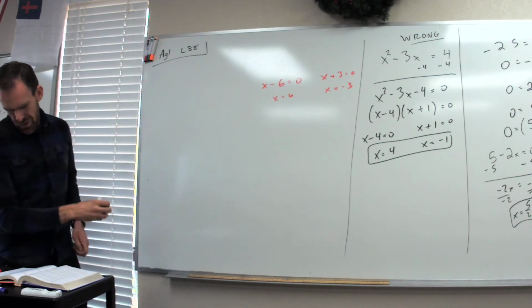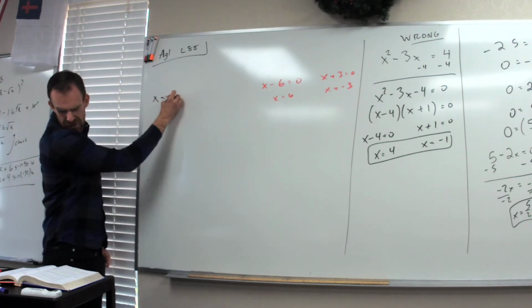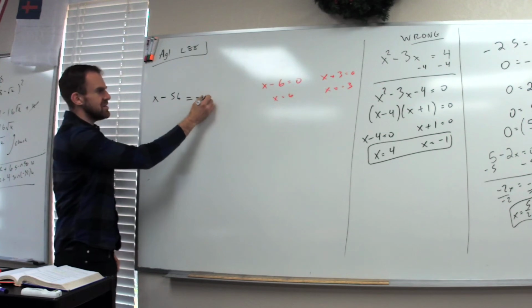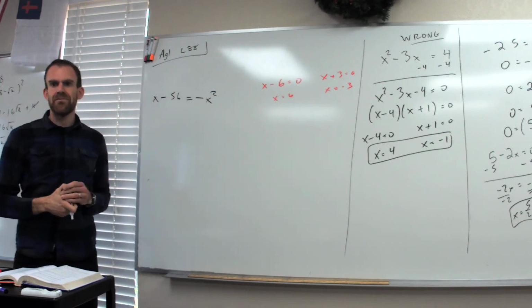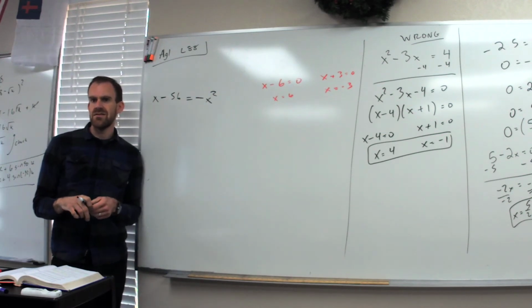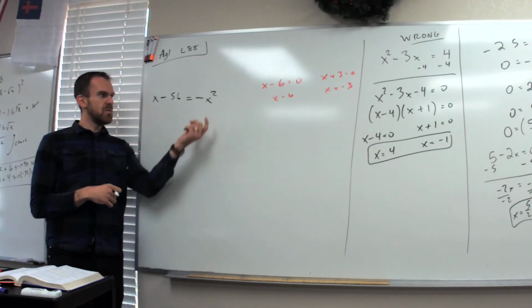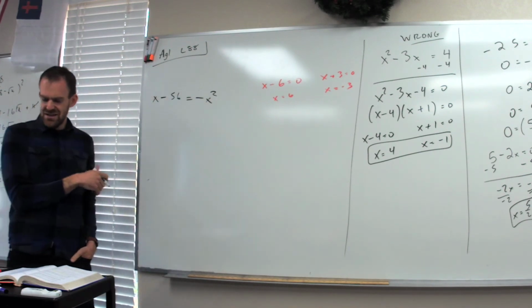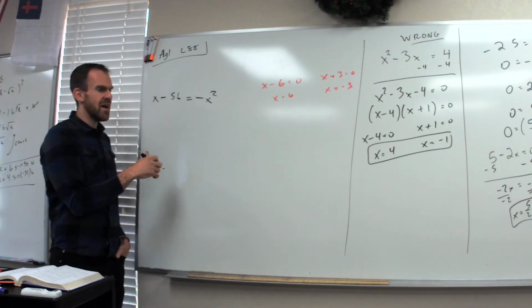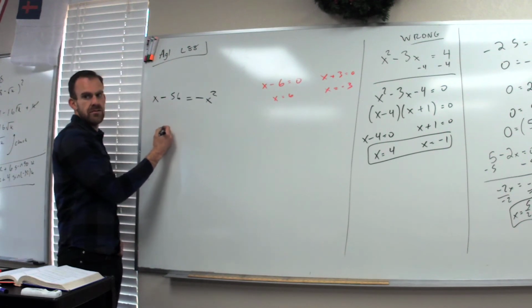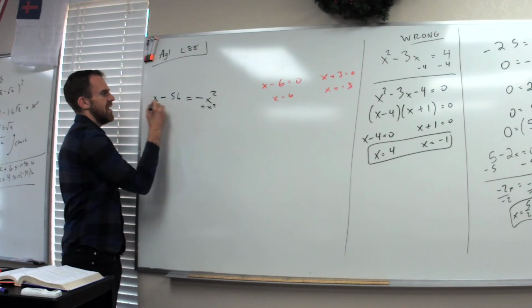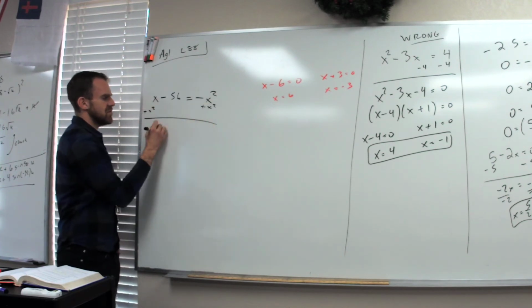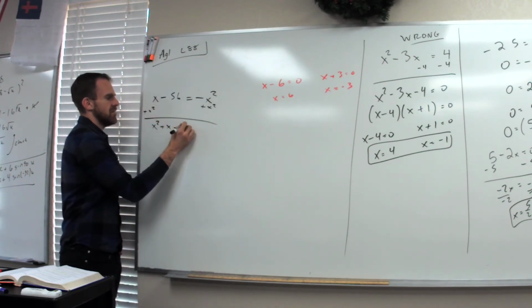Alright, example 3. We have x minus 56 equals -x squared. First step. Set it equal to 0. So I'm going to move the x squared away. That's the easiest way for me to get 0. How do I do that? Add x squared to both sides. Excellent.